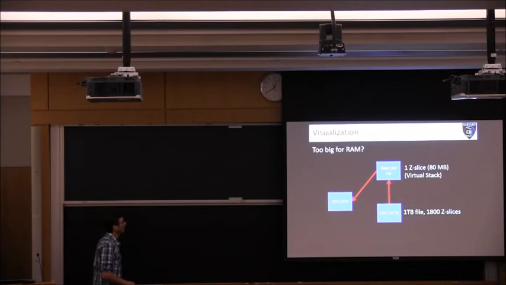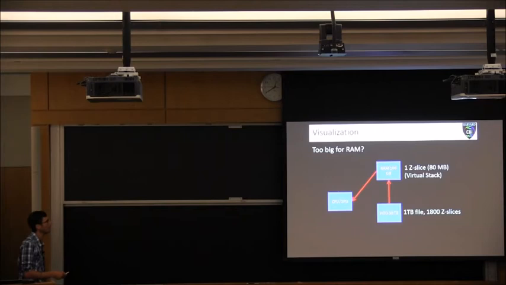Okay, so another option is to use something called a virtual stack. So what we're going to do here is we have this big file, but we're only going to take one Z slice at a time and put it into RAM and visualize that. So this is no problem to visualize. We have a very small amount of data in RAM, but it's really slow when you want to move from slice to slice. There's a lot of time for it to go back to this file, pull out one slice, put it here, and then send it this way. So there's a big delay when you're trying to move around. That's not a good idea either.